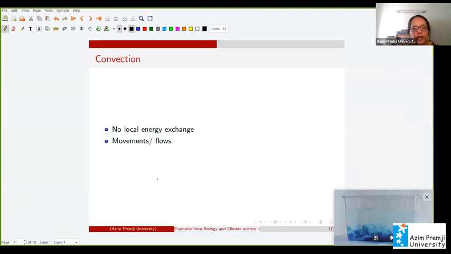For convection, I have a very fascinating set of examples from climate science. The difference really between conduction and convection is that convection involves flows or movements of molecules from one location to another. And even diffusion is like that, but really diffusion is via local energy exchange. In convection, you do not need any local energy exchange for heat to be exchanged across great distances, because particles themselves are moving.